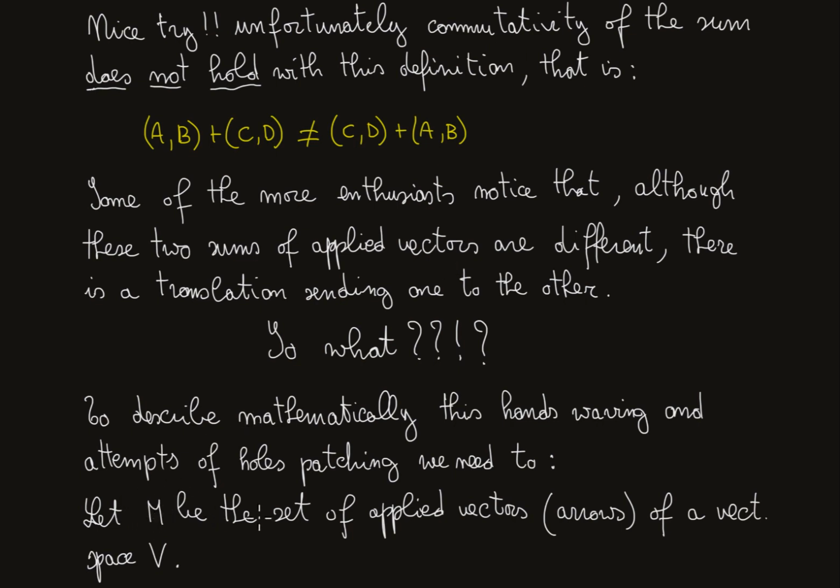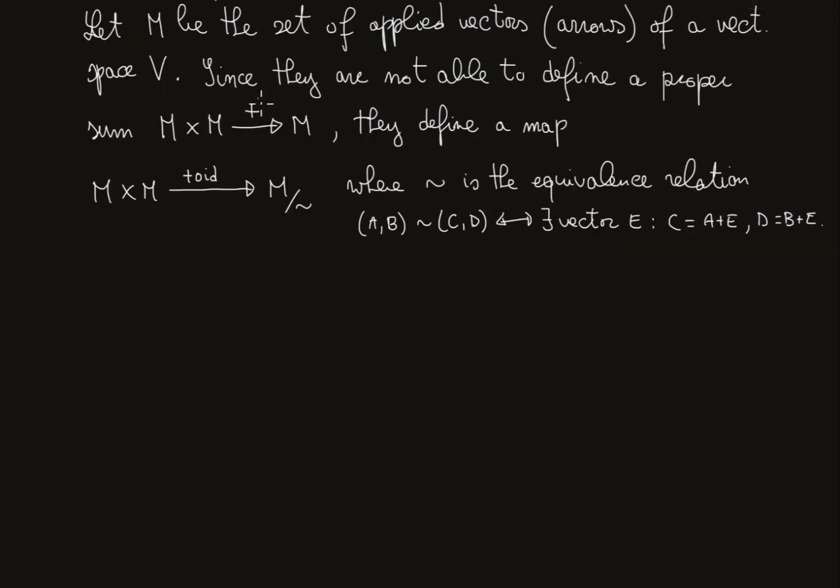Define M to be the set of applied vectors, or if you wish to think about them as arrows, of a vector space V. Since they are not able to define a proper sum from the Cartesian product of M times M to M, which would give the set of applied vectors a sum structure, they define a map from M times M to M modulo an equivalence relation, where the equivalence relation between two applied vectors is given by the existence of a translation expressing C as a translated of A and D as a translated of B. So AB is equivalent to CD if and only if there is a translation sending C to A and D to B.